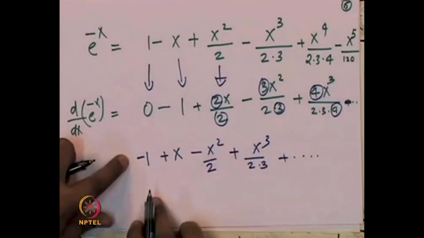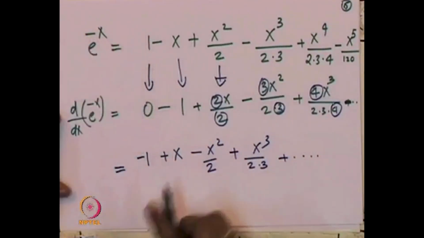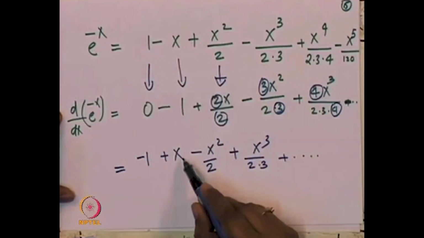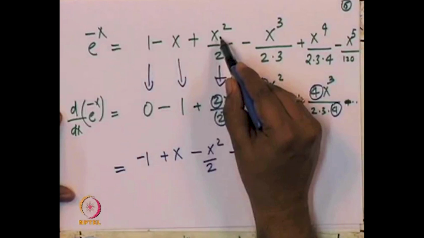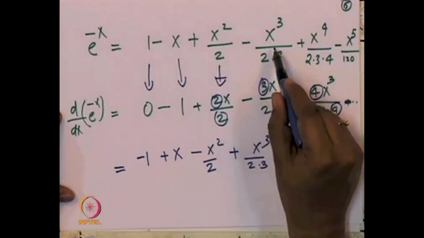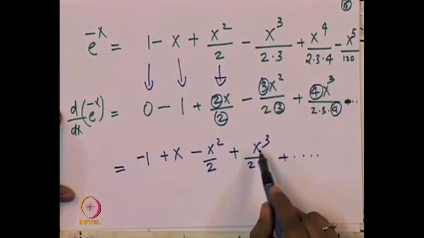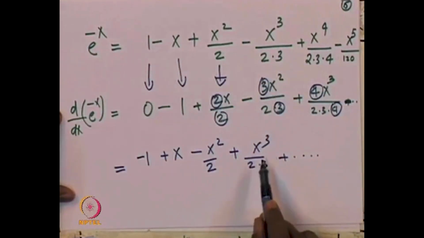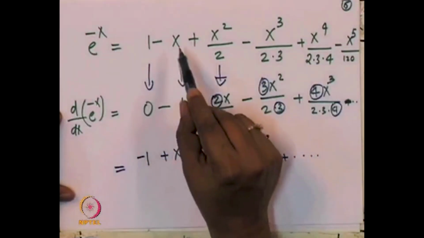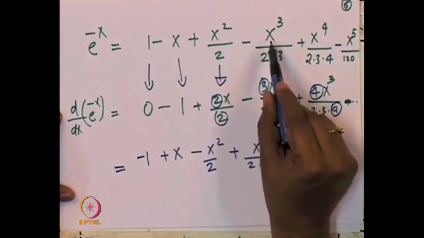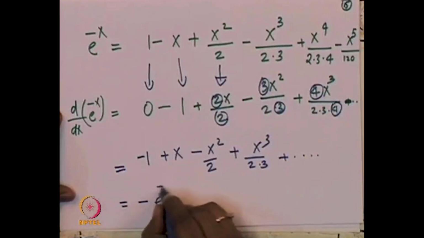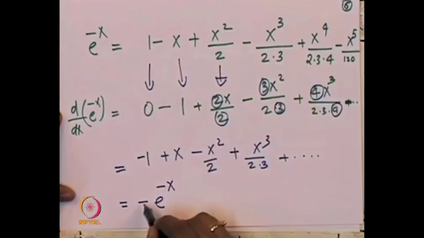If you compare this and this, what do we get? You have 1 here, minus 1 here; minus x here, plus x here; plus x square by 2 here, minus x square by 2 here; minus x cube divided by 2 into 3 here, plus x cube divided by 2 into 3 here. So what you have at the bottom is nothing but whatever is here multiplied with a negative sign. It turns out that this is nothing but minus e power minus x. Whatever was there, multiplied with minus 1.